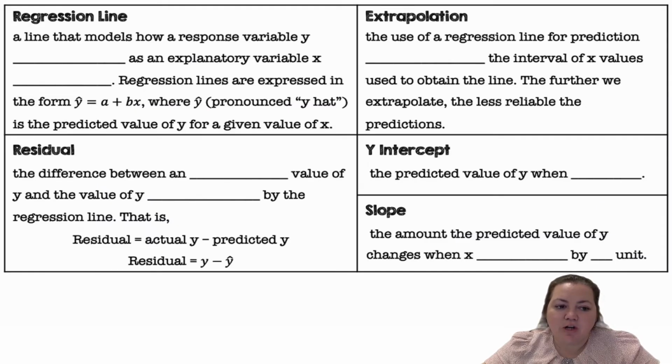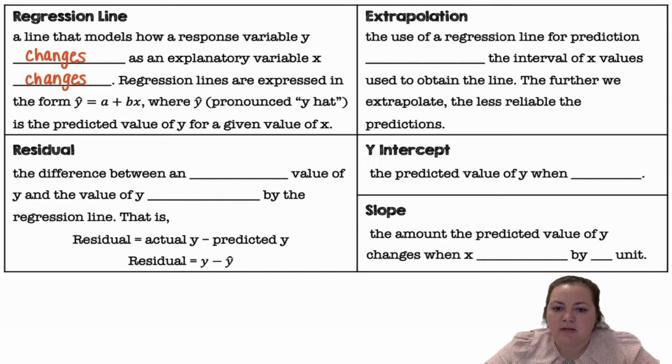All right, so a regression line is a line that models how a response variable, y, changes as an explanatory variable, x, changes. Regression lines are expressed in the form y hat equals a plus bx, where y hat, pronounced y hat, is the predicted value for y for a given value of x.